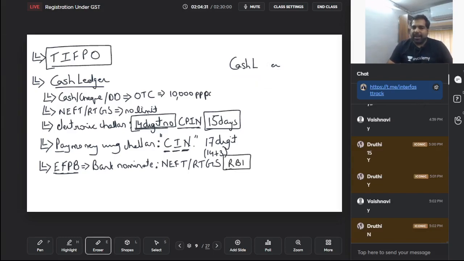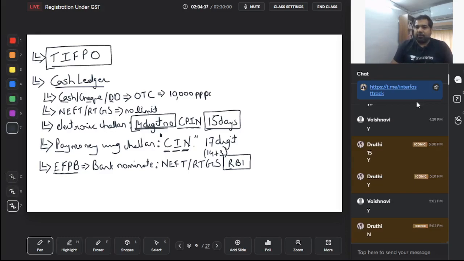I repeat, guys, this is the cash ledger. Are you depositing money in the cash ledger? Yes. You can use check, cash, DD up to 10,000 because they are over the counter measures, and for the remaining balance you can use NEFT and RTGS. You have to generate a challan which is electronic. GST does not have any manual challans. It's a 14-digit number called C pin when you generate the challan, which is valid for 15 days. When you pay the money, it's a SIN, so it's a challan identification number, 17-digit number. And there is a focal point branch where the banks can nominate one branch as the focal point branch. NEFT and RTGS, RBI will act as a focal point branch. Next.